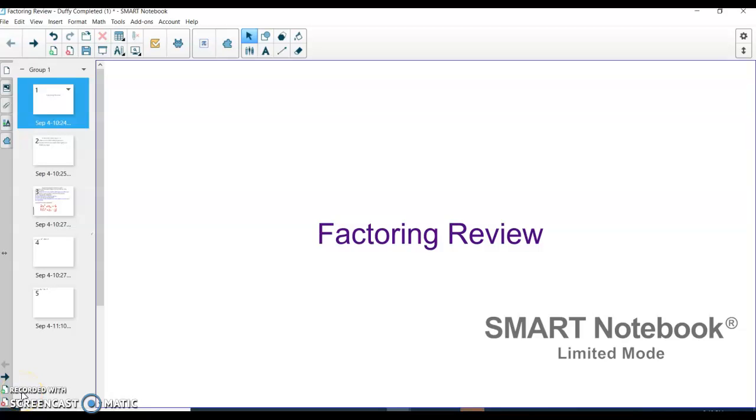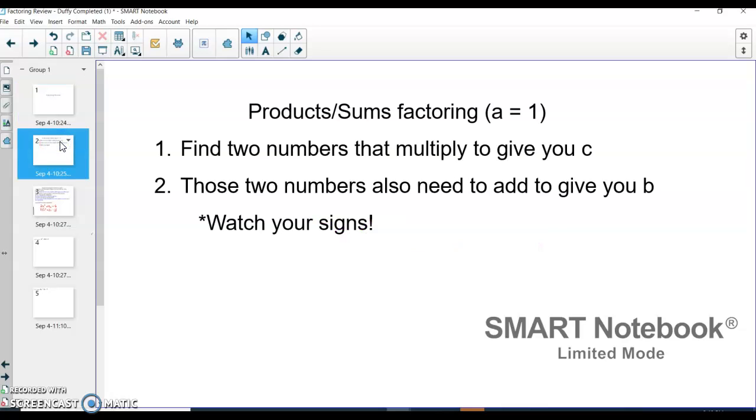Alright, here's a video guide on the factoring review that I posted in Google Classroom. A lot of us talked about factoring yesterday and how to do your basic factoring when your leading coefficient is 1, and then how to do factoring by grouping when your coefficient is greater than 1. We're just going to see that again here today in a video that we can always turn back to. So here's the example.